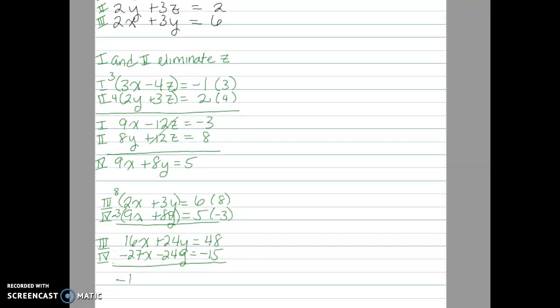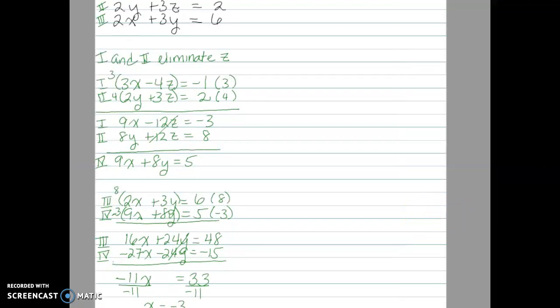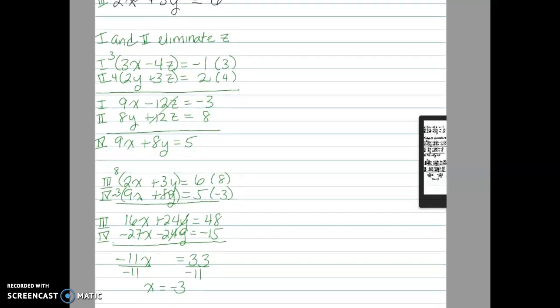Which gives me negative 11x equals 33. I can go ahead and solve for x, and I have x is negative 3. Alright, so now I can take that x value and find the corresponding y value. I'm going to use the third equation to do that, but you can use either the third or the fourth equation because those both have x and y in them.